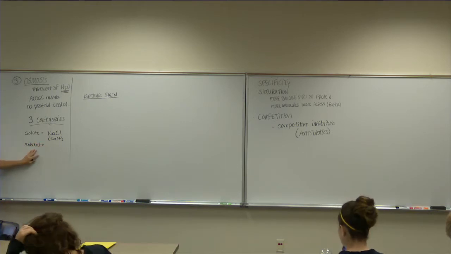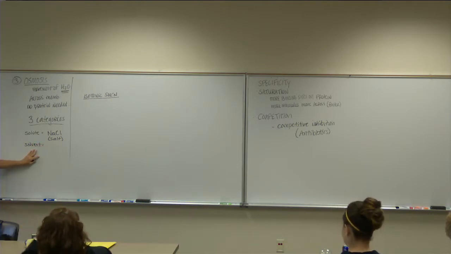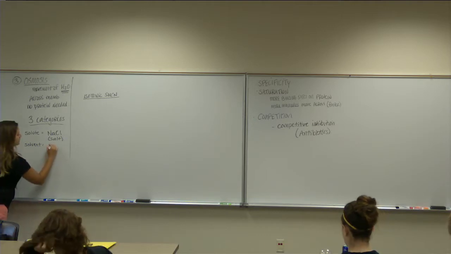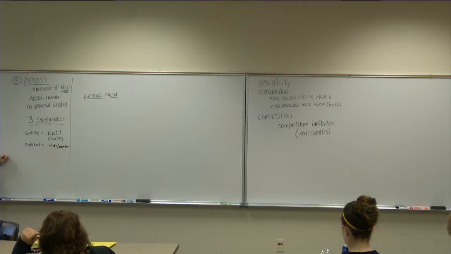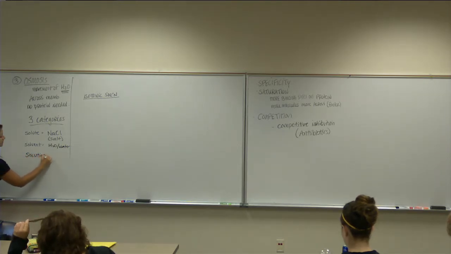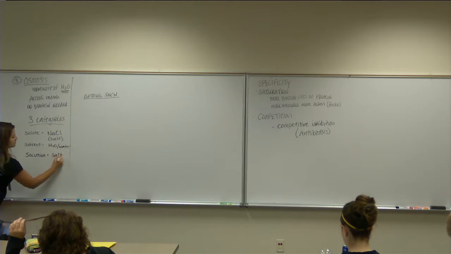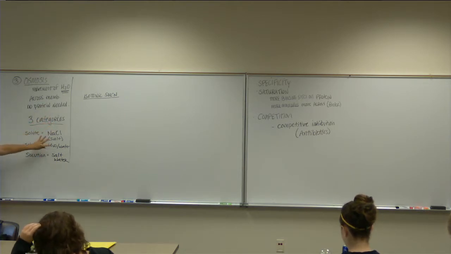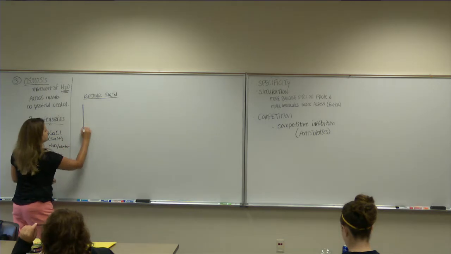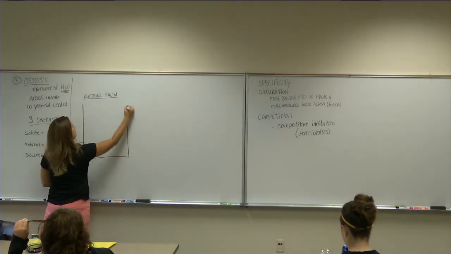A solvent with any solution is what does the dissolving. So that would be the water in these scenarios, and then solution would be the two together, salt and water. So if we look at an isotonic solution, we're going to have the salt and the water present. Let's draw a schematic.